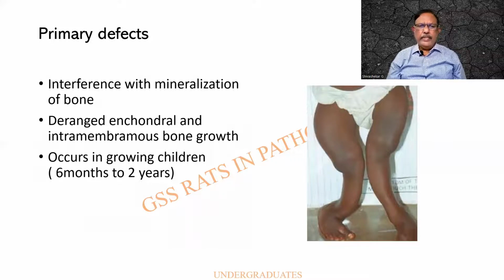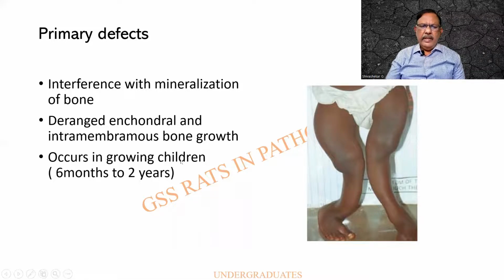The primary defects will be interference with the mineralization of bone. There are two things in the bone. One is mineralization and the other one will be ossification. There is a deranged enchondral and intramembranous growth of bone.